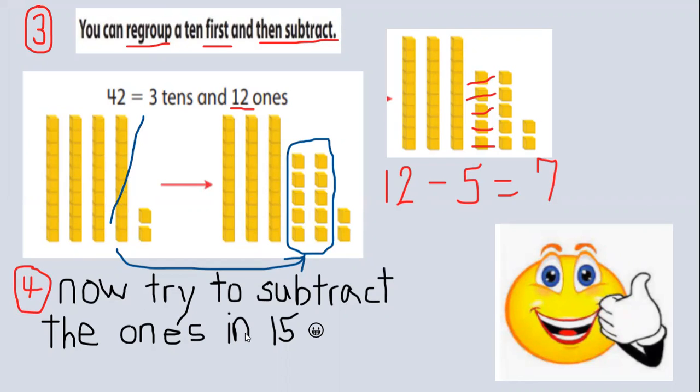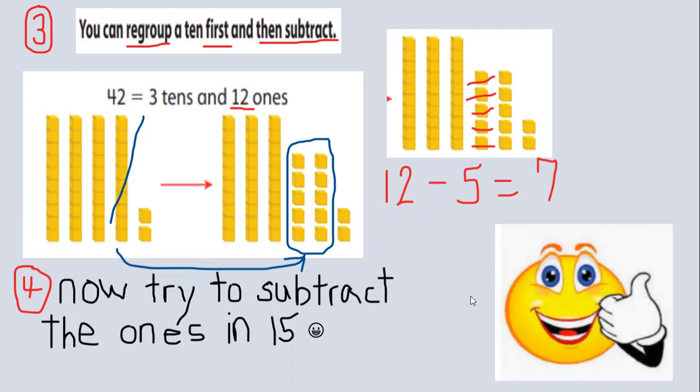Now try to subtract the 1s in 15. So I did that up here. I've got the 3 10s and the 12 ones. I put a mark through 5 of those ones to show that I'm subtracting them. I even wrote an equation. The 12 ones here minus the 5, and that means I have 7 ones left.